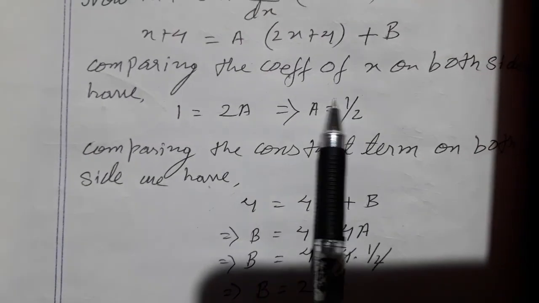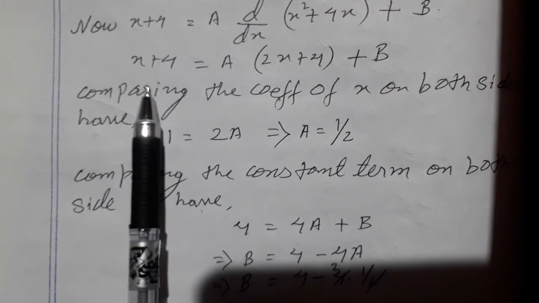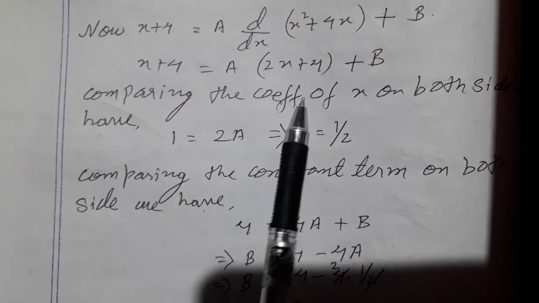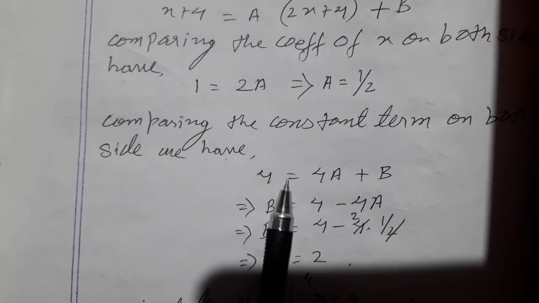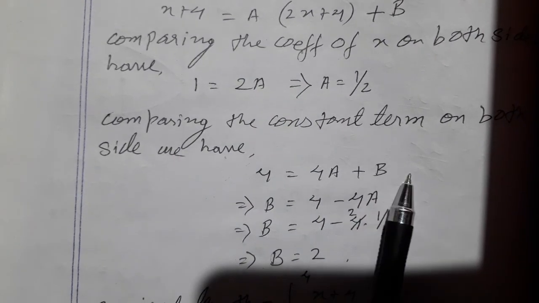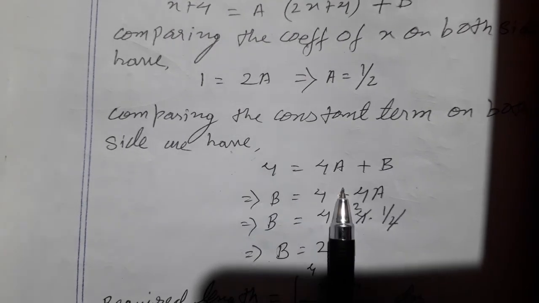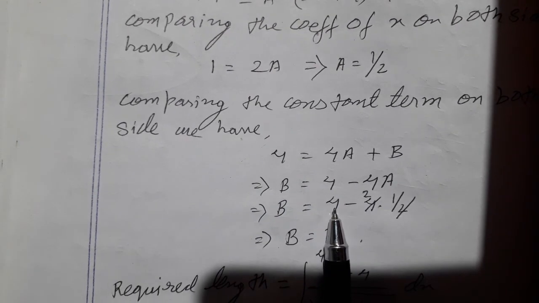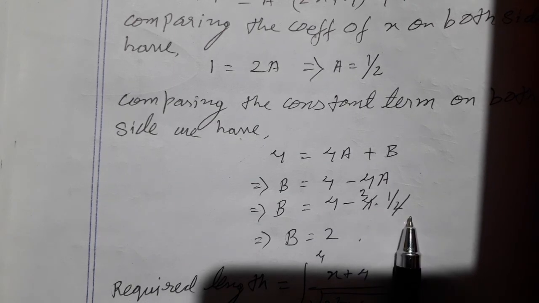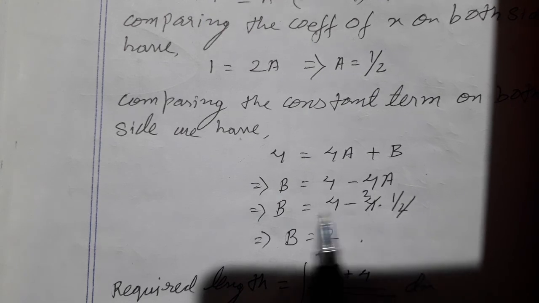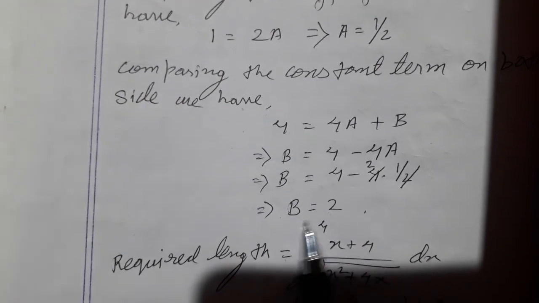Now you compare the constant term on both sides. Here the constant term is 4, and here it is 4a plus b. So we get 4 equal to 4a plus b. We know a and have to find b. So b is nothing but 4 minus 4a. We know the value of a is half, you put it here. So we get 4 minus 2, and 4 minus 2 is 2. So we got b equal to 2.